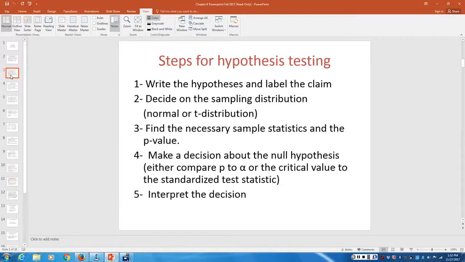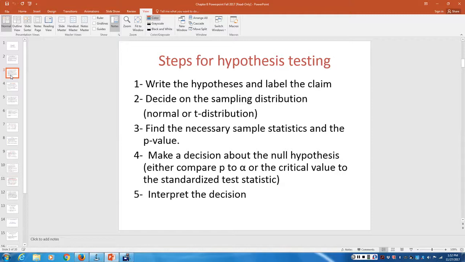So this is going to be our steps. We're going to write the hypotheses and label the claim. Then we're going to decide on the sampling distribution, whether it's a normal distribution, which would be a z-test, either for proportions or means, or a t-distribution for means. Find the necessary sample statistics, which are going to either have to be given to us in the problem, or they're going to have to give us the sample data so that we can calculate them.